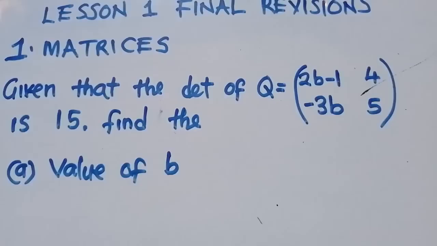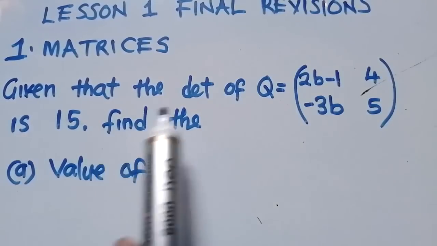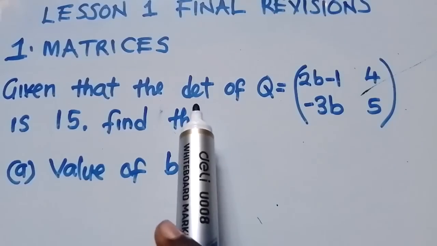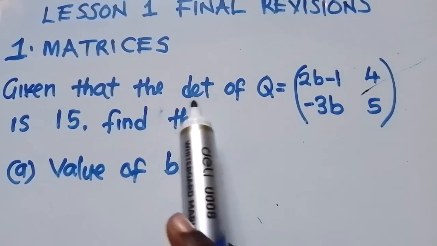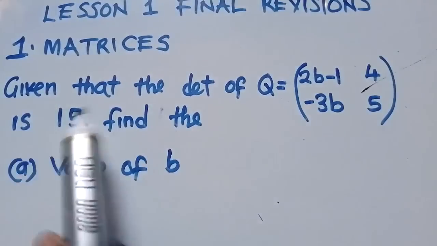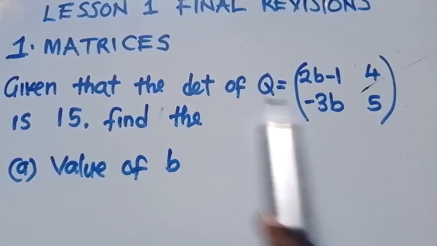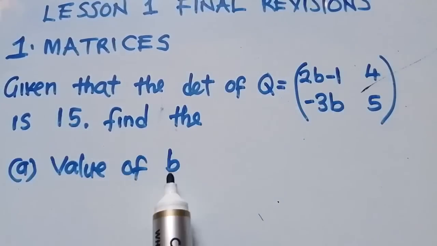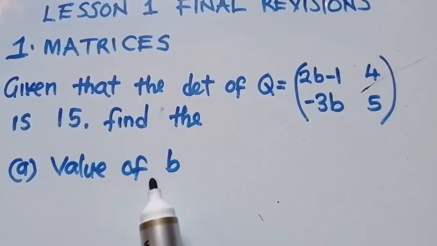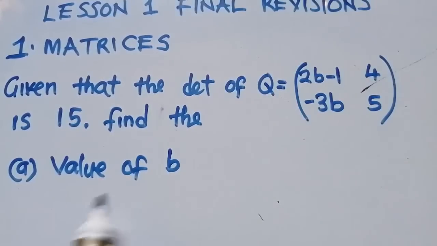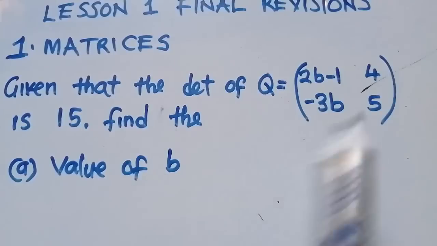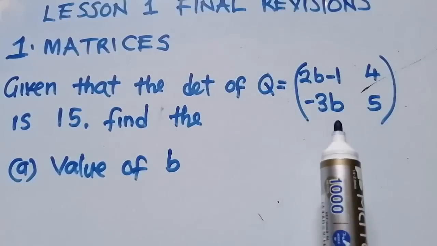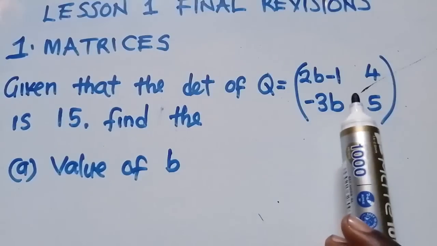We've got this question that is saying, given that the determinant of Q, this is the matrix, is 15, find the value of B. So we want to find the value of B. How can we find the value of B? The first thing you are going to do is get this matrix which is given.